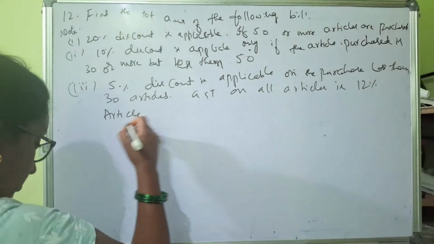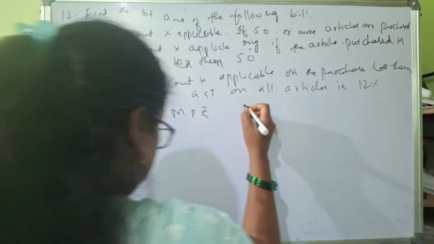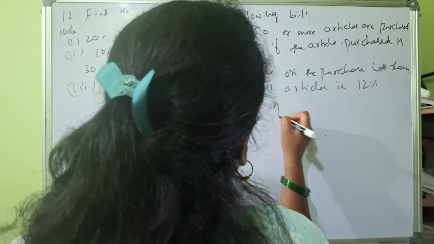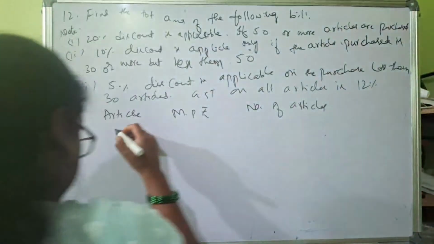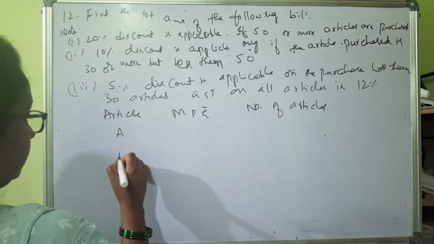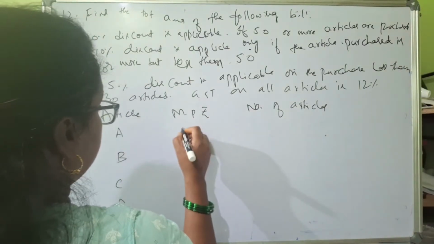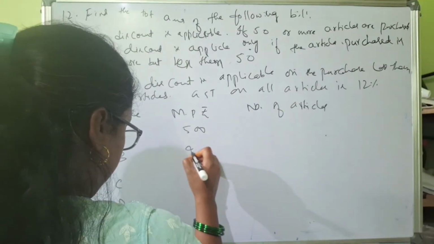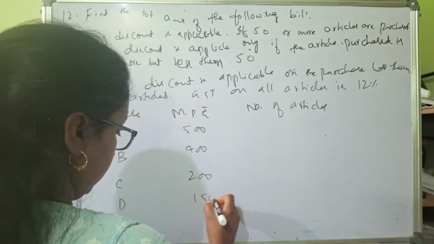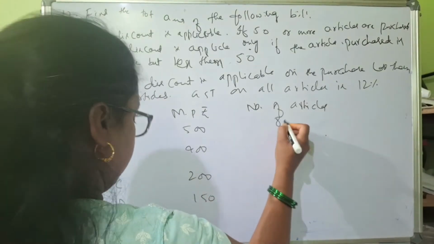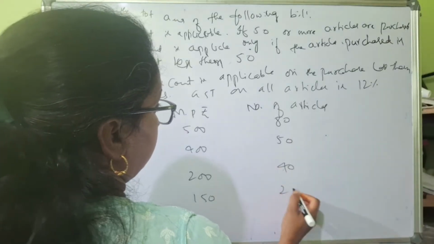Article, market price in rupees, number of articles. Articles A, B, C and D. Market price is 500, 400, 200, 150. Number of articles: 80, 50, 40, and 20.